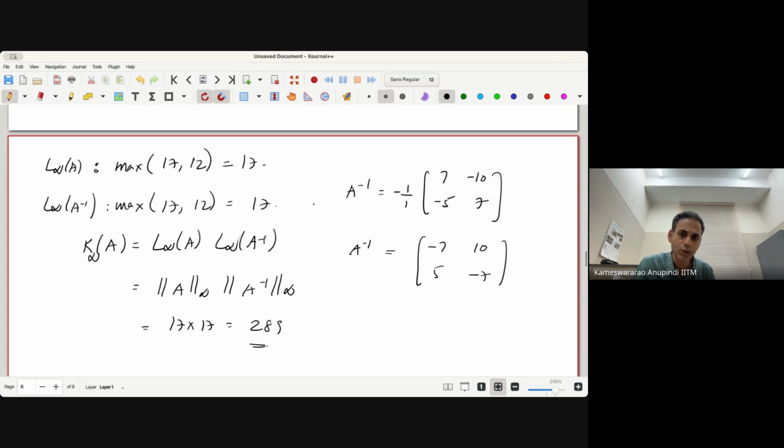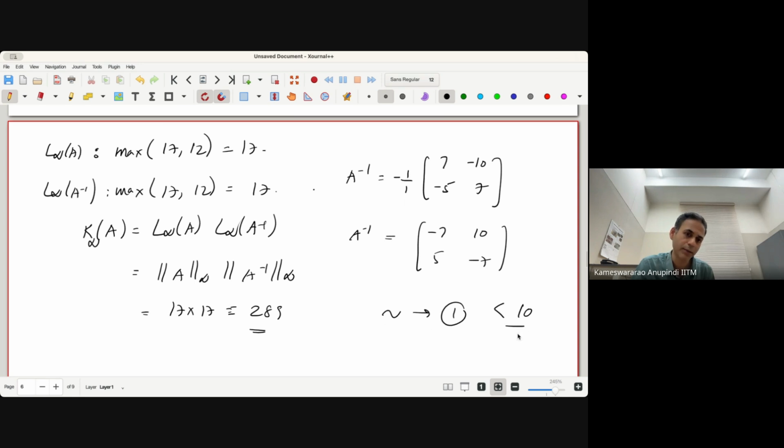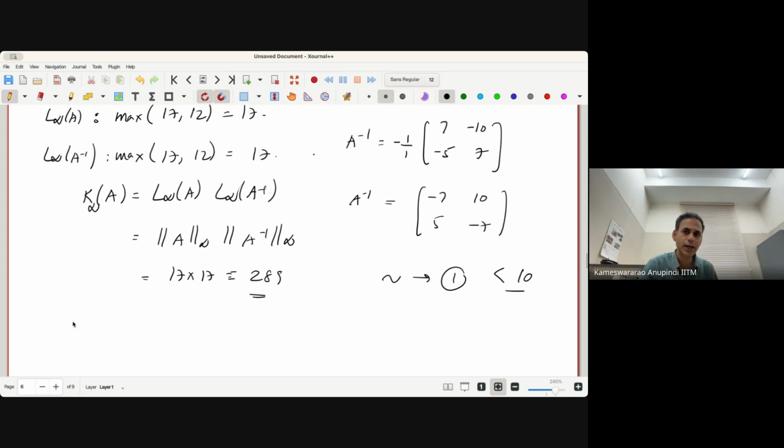Okay, 289 is quite large, it's already 200. We wish to have the condition number as close as possible to 1, or at most less than 10. Okay, similarly, I can also calculate it by other means.